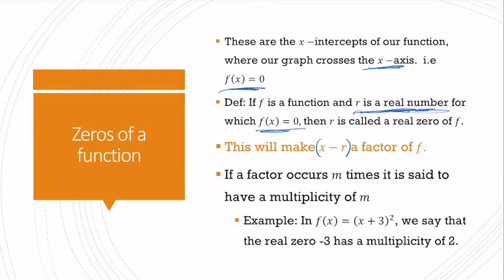If a factor occurs m times, it is said to have a multiplicity of m. So for example, if I have f of x equals x plus 3 squared, we say that the real 0, negative 3, has a multiplicity of 2 because it occurs twice, right? It has a degree of 2. I could expand out that exponent.